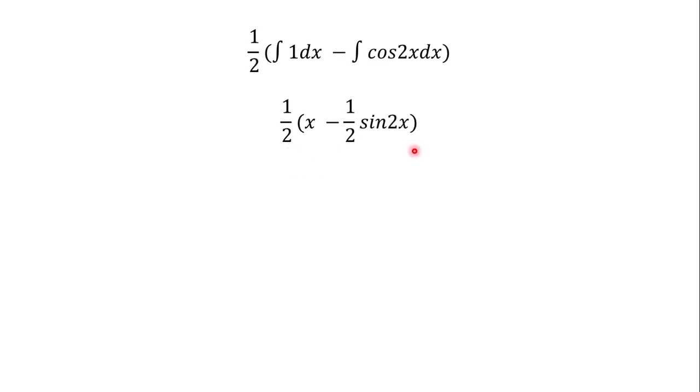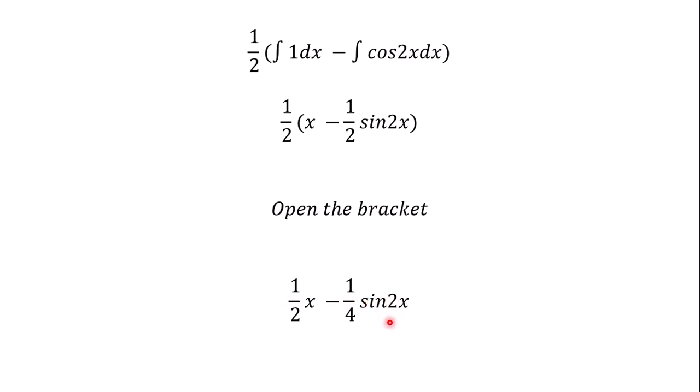Now here we are going to open the bracket. We multiply this one by this and then this one by this one. When you multiply this by this, we are going to get half x, and when you multiply this by this, we are going to get 1 over 4 sine 2x. Now this is the answer for integration A.